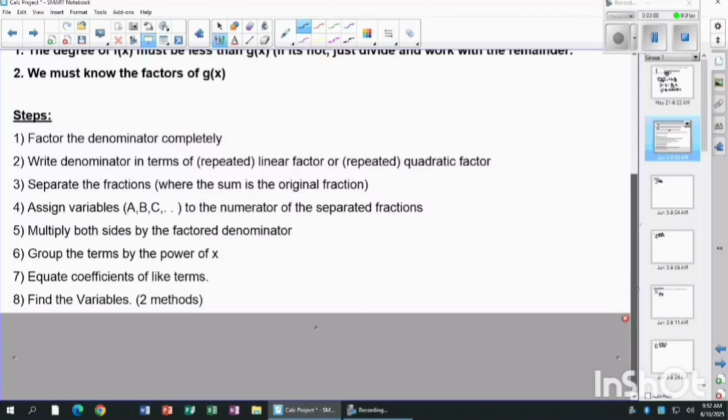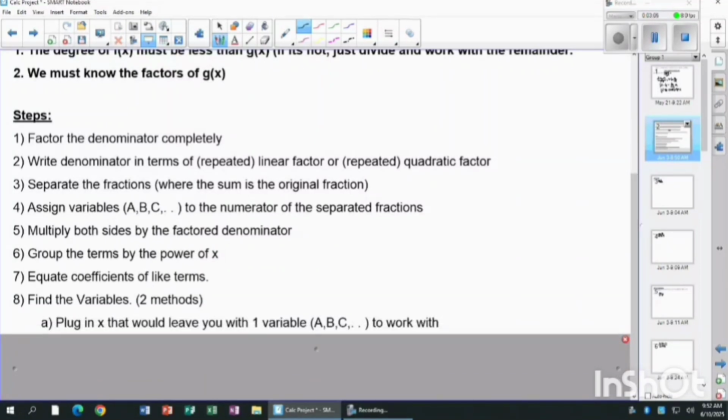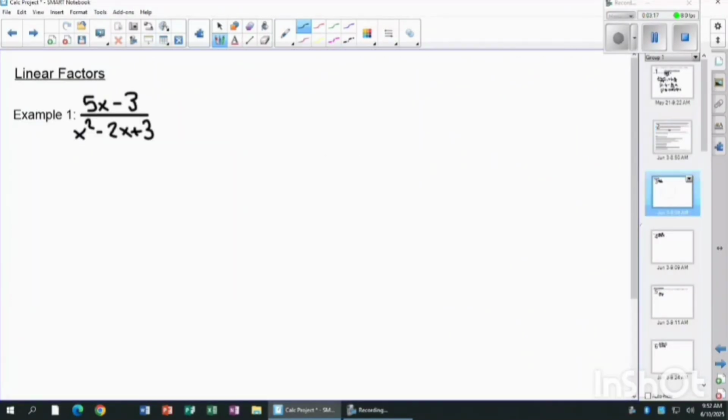And there are two methods. One method is plugging in a number for x that would leave you with one variable left to work with. But today we're going to be doing the second method, which is solving with systems of equations. So our first example is 5x minus 3 over x squared minus 2x minus 3.